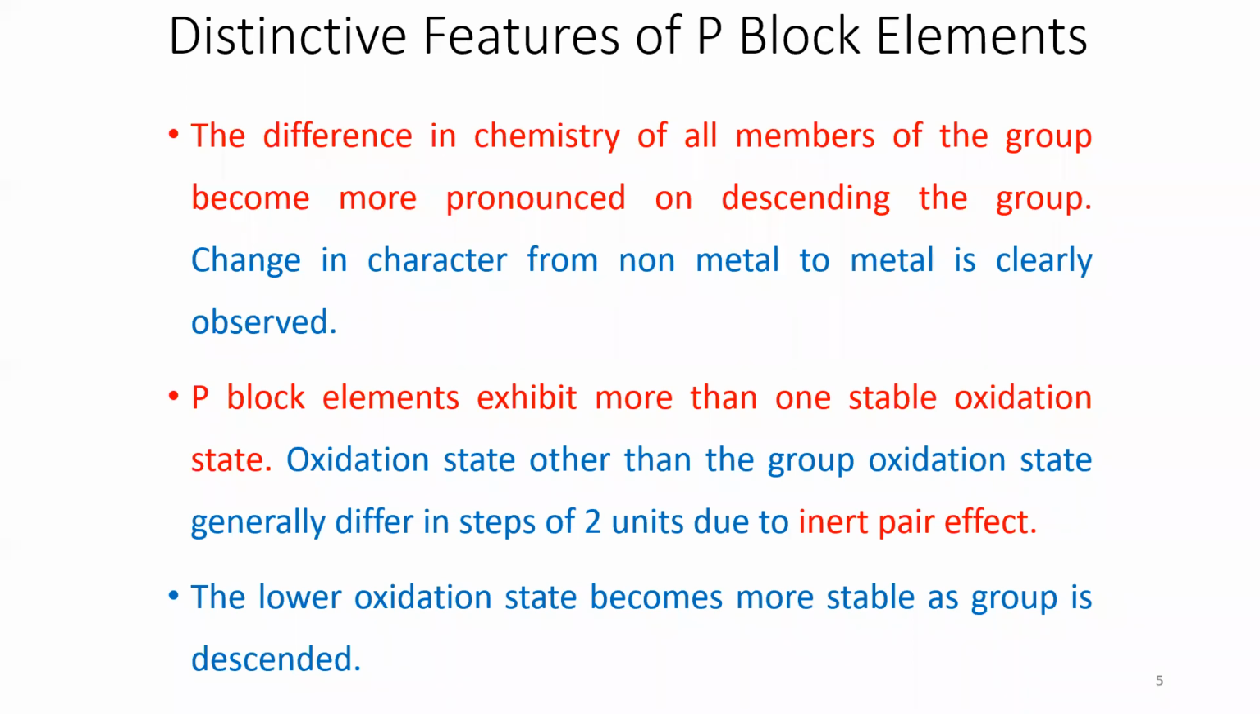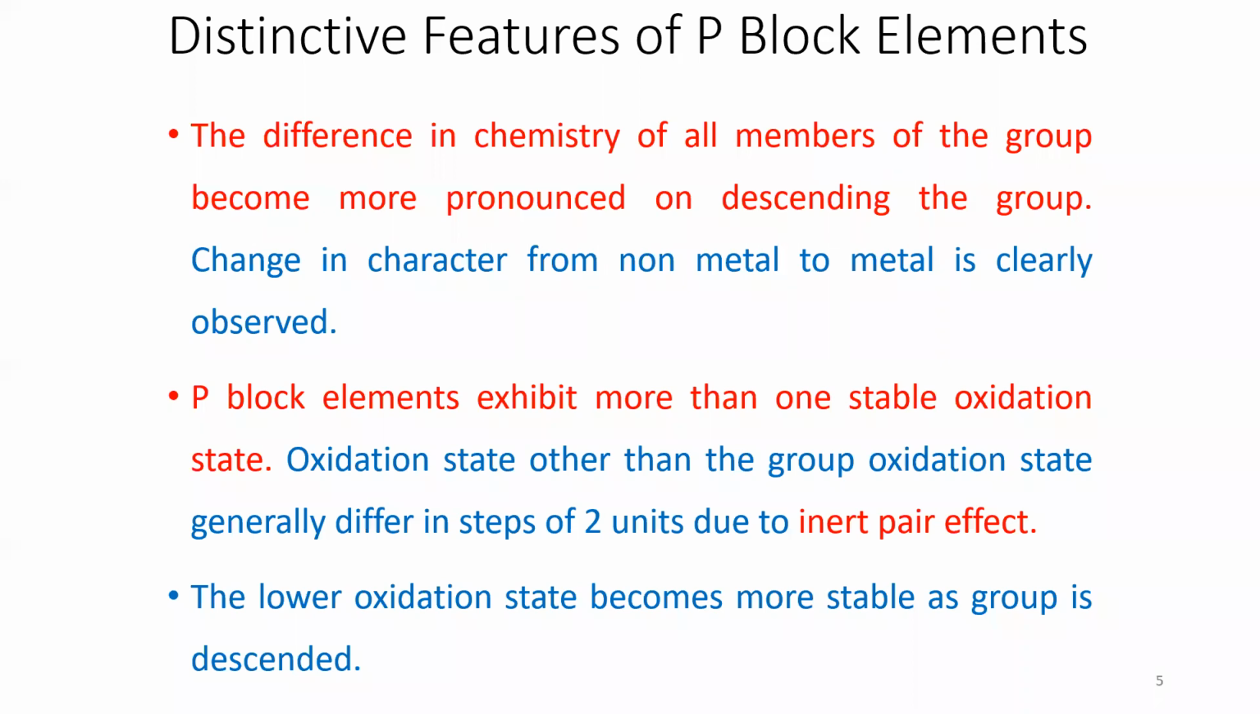For your P block element, it doesn't follow that way because there's usually a change in character as we go down the group. So you are changing from non-metal to metalloid and to metals. Like your group 14, we have carbon, silicon, germanium, tin, and lead. Your carbon is a non-metal. Your silicon and germanium are metalloids, while your tin and lead are metals.